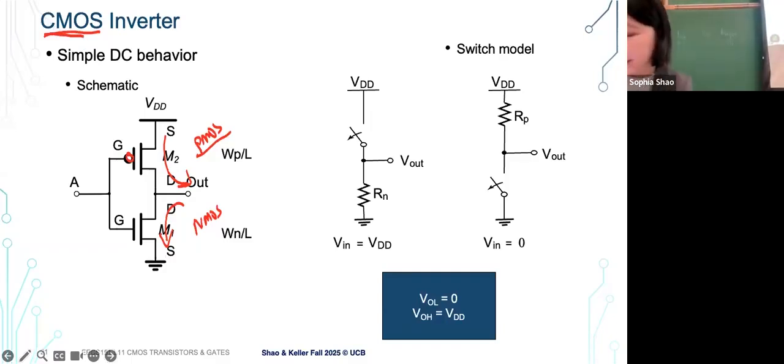So here we will look at the behavior of our inverters. Let's say we have VDD here as our input. Which transistor is on, PMOS or NMOS?